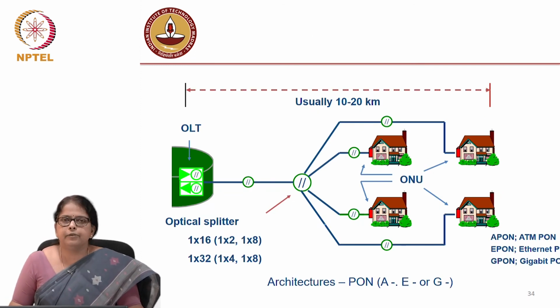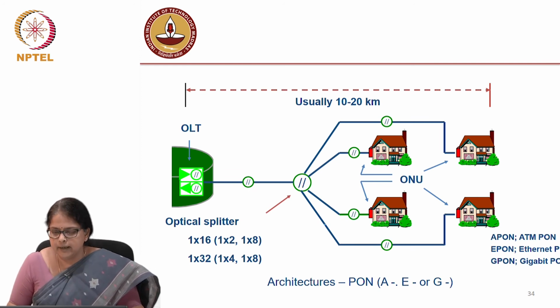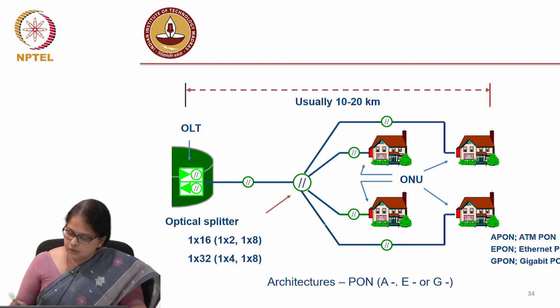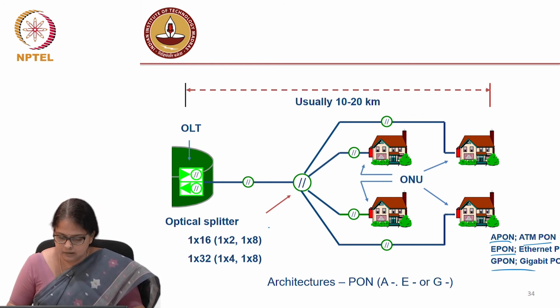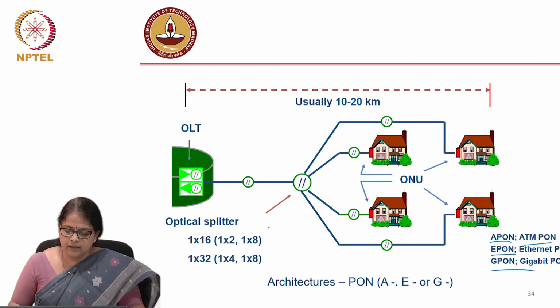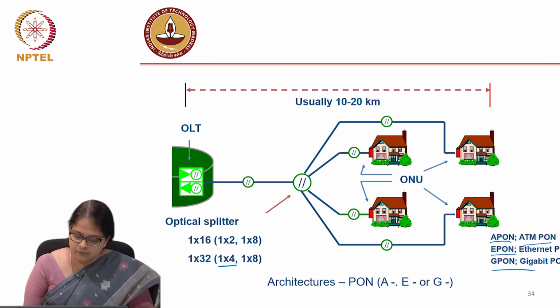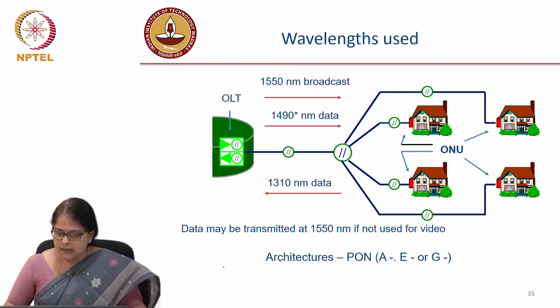So this is how the different architectures of PON will look like. Typically, you have 10 to 20 kilometers. It could support APON, ATM PON, or EPON or GPON. The splitter numbers are typically 1/16 or 1/8 or twice. It could be either 1/4 further split to 1/8.